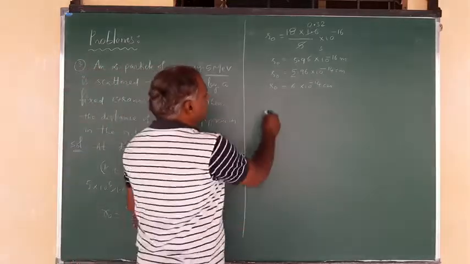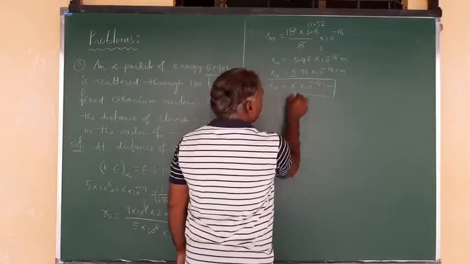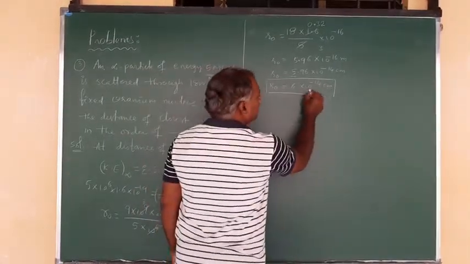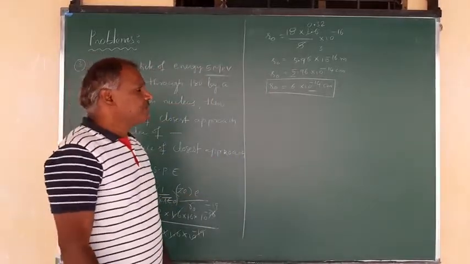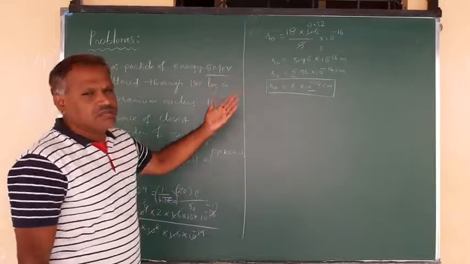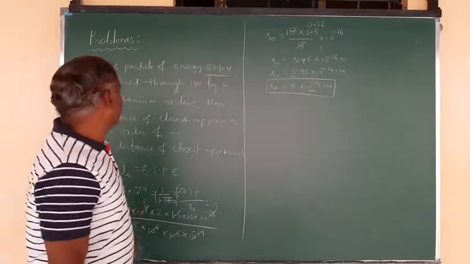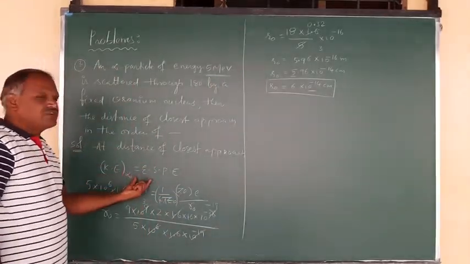Okay, this is the distance of closest approach. If it is asked in the order, it means here 10 power minus 14 centimeter. Correct. So in this way the calculation can be done. Okay, so here the important thing is just this equation you have to remember.